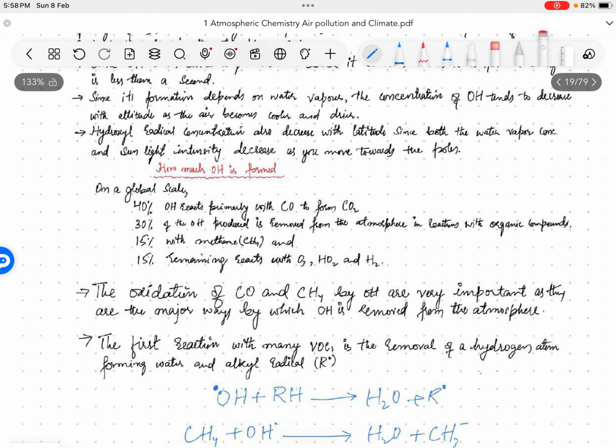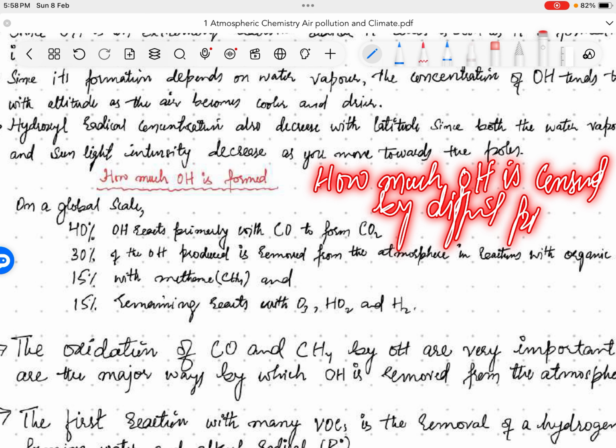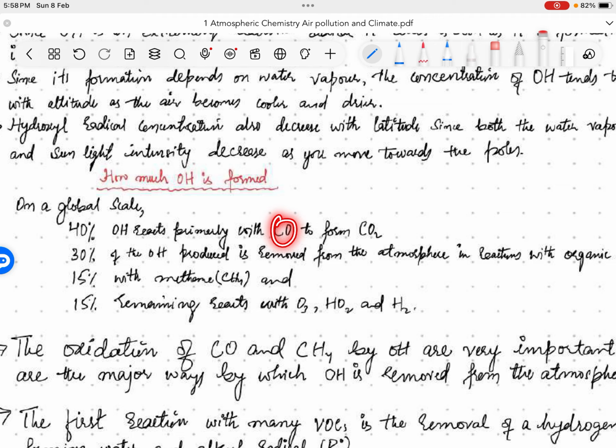Now, how much OH radical is consumed by different pollutants? यानी कि if we have different types of pollutants in the atmosphere, such as carbon monoxide, carbon dioxide, methane, organic compounds, and others such as ozone, water, and hydrogen, what is the consumption and proportion of these pollutants?